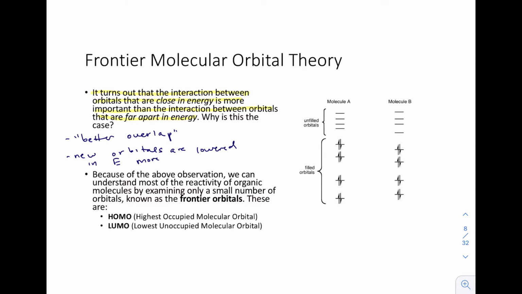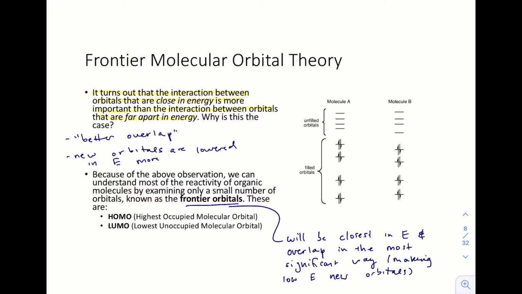So because of that, we can understand the reactivity of organic molecules, most of it anyways, by examining only a small number of orbitals, known as the frontier molecular orbitals. These frontier molecular orbitals will be the closest in energy and thus overlap in the most significant way, which just means that their overlap results in the most lowering of the energy of electrons when they move into those new orbitals. All right, so those frontier molecular orbitals are known as the HOMO and the LUMO.